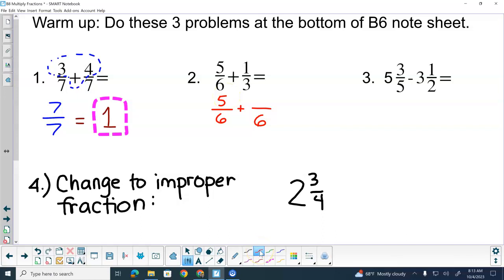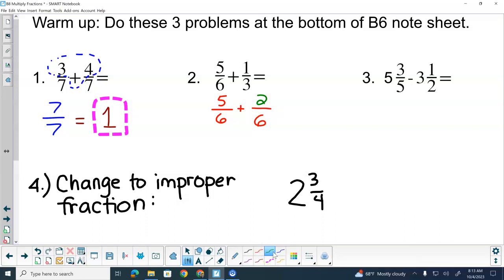Okay? Second fraction, my right fraction. What do I have to adjust that one to be? Well, because I multiplied the 3 by 2 to get 6, I'm going to multiply the top by 2 to get 6. 1 times 2 is 2. Okay? Now we have common denominators.